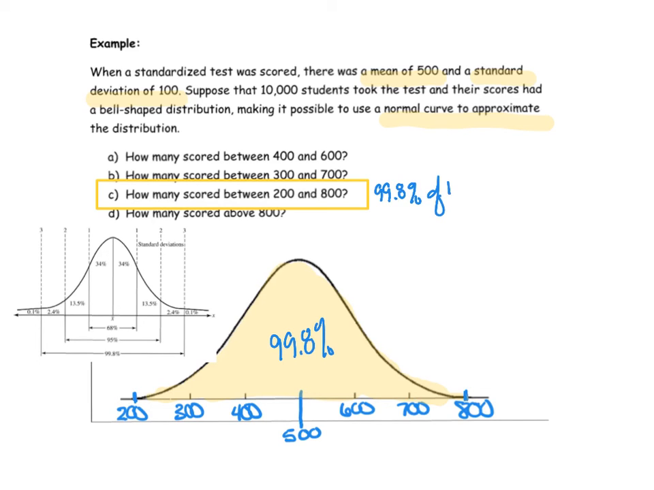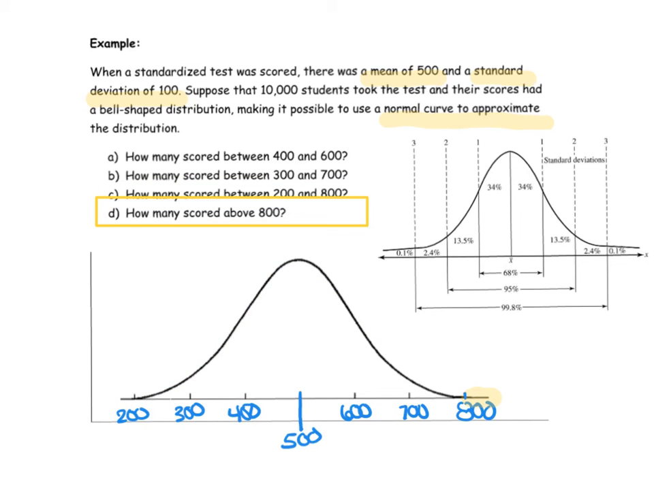So 99.8% of all our students, and there were 10,000 of them. So that would give us how many students? So 99.8%, or 99.8 over 100, or 0.998, however you want to write it, times 10,000 is going to give you 9,980 students scored between 200 and 800.